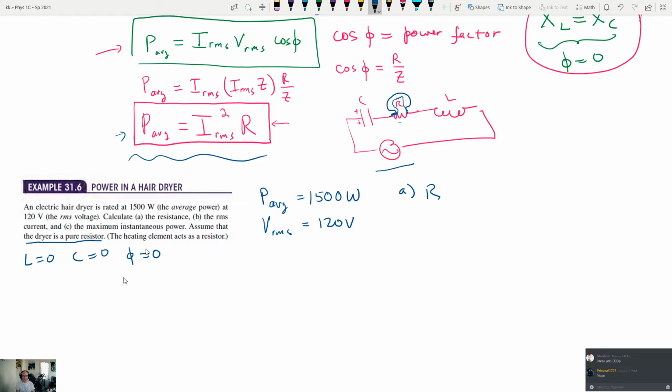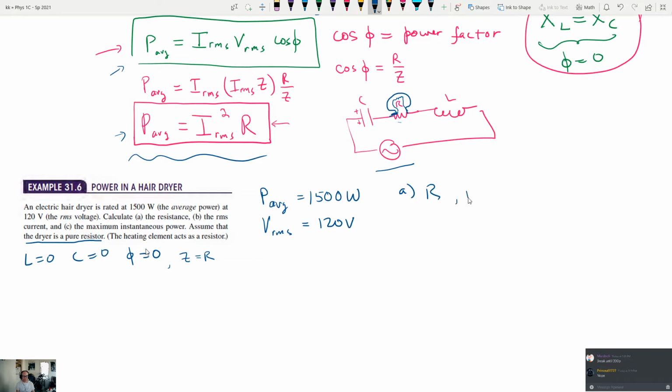Because now what we can do is use this equation up here to find what IRMS is. And then we just go from there, basically. There's all kinds of things we can do here. If phi is zero, that also means that the impedance is equal to R, right? So, we'll just use this equation.